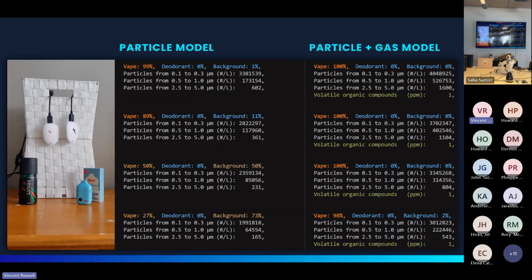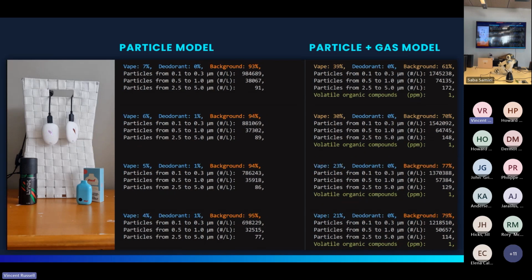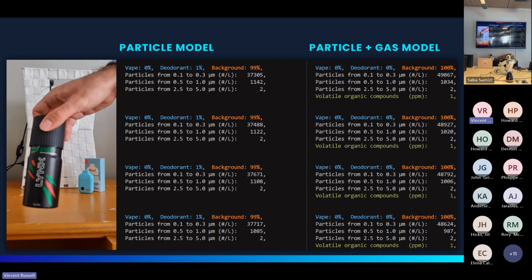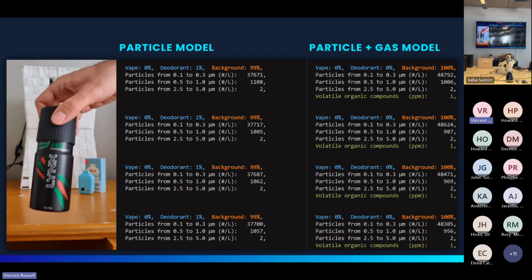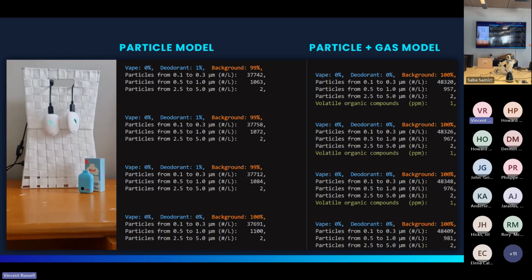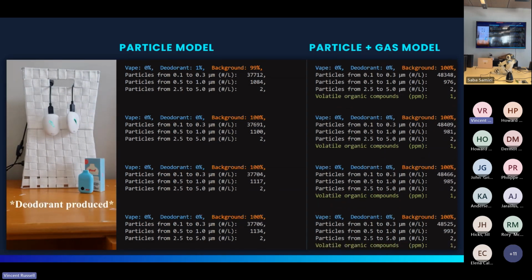Deodorant tends to output, depending on the size, 10 or 20 times fewer particles. However, deodorant tends to produce a lot of gas. So we would expect that with the deodorant example, the particle and gas model will detect it. The particle model may not detect it. So this is a commonly used deodorant, and this is deodorant being produced.